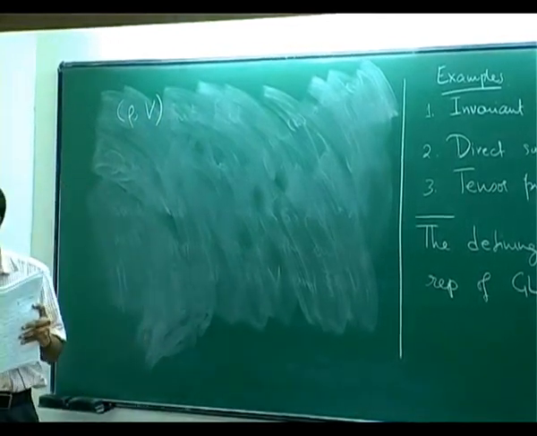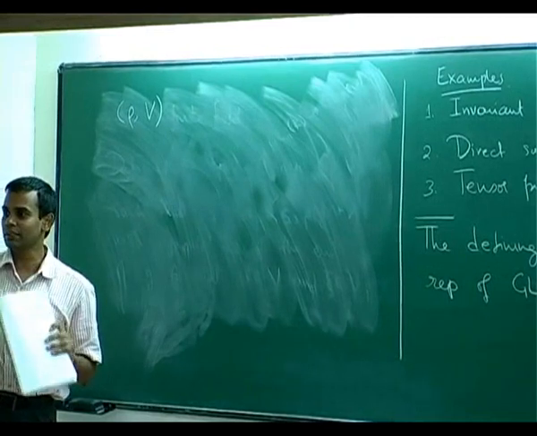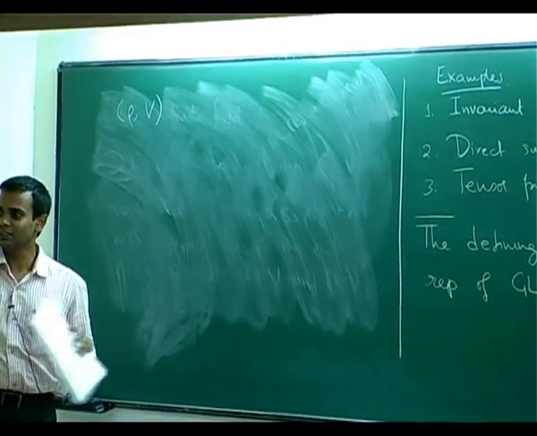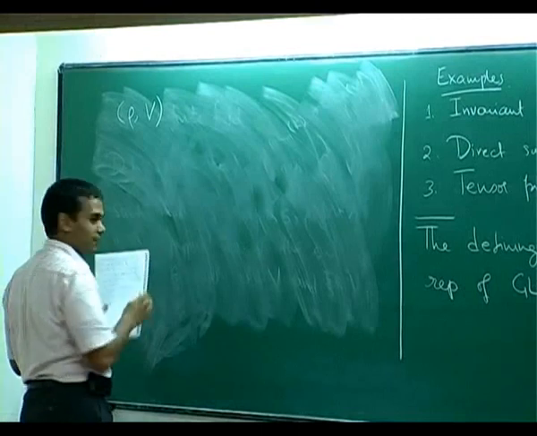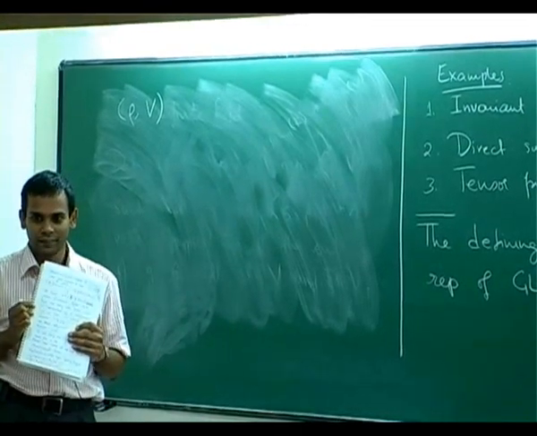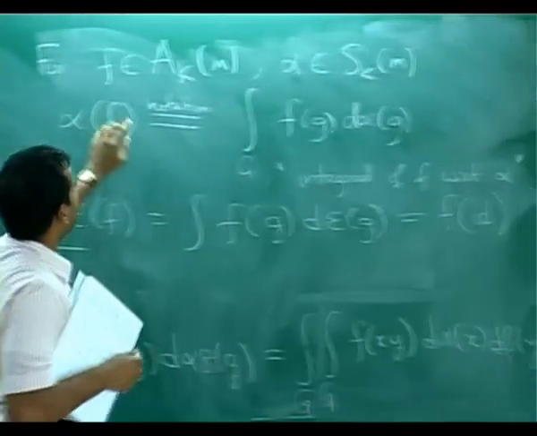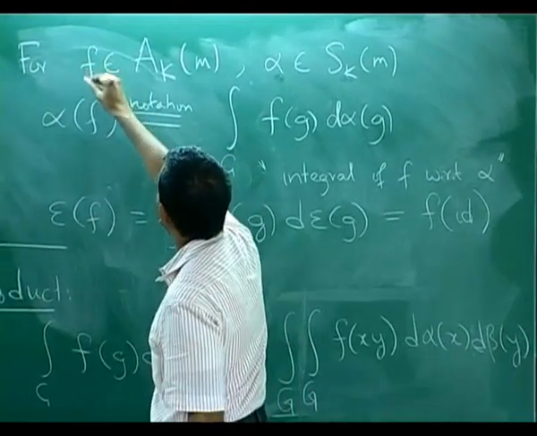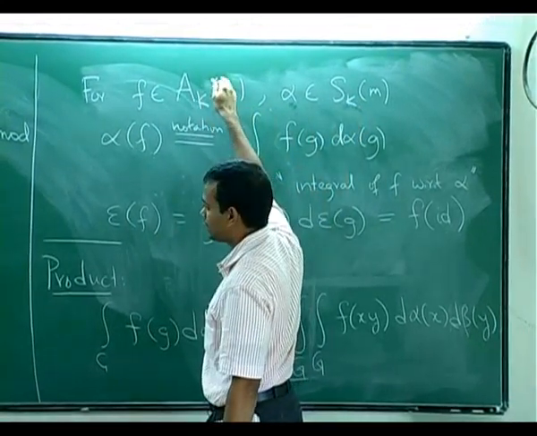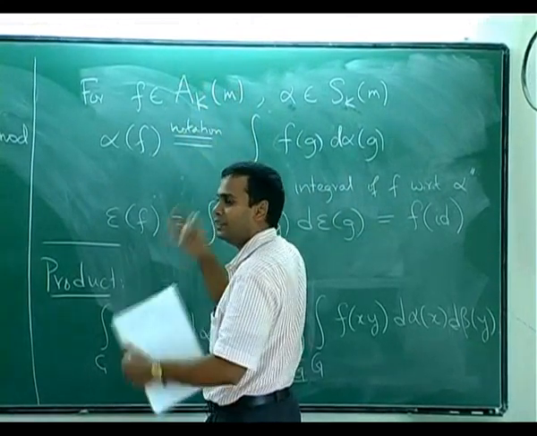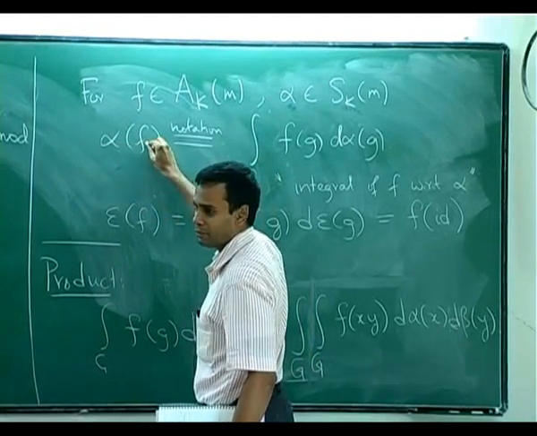Your question? S_k(m) is an associative algebra with unit. That's what it is. Did you define what alpha of f is? This is notation. Okay, so the question is, what is alpha of f? It's just a matter of unwinding definitions. f is a polynomial, and S_k(m) by definition is the dual vector space of the space of polynomials. So it's all linear functionals on that. So alpha of f is just evaluating the linear functional alpha on the polynomial f.